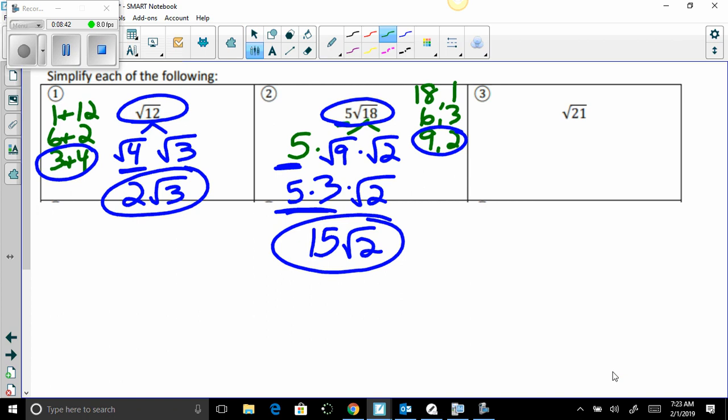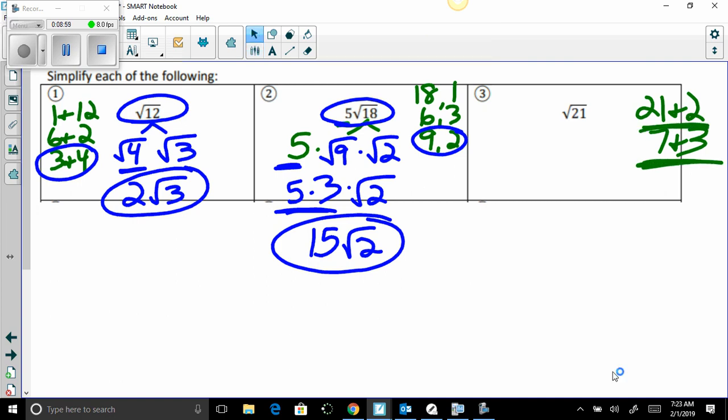The square root of 21. Well, what are the multiples? 21 times 1, 7 times 3. Is there anything else that gives me 21? There isn't. Are any of these numbers a perfect square? They are not. So can I simplify this anymore? No, it cannot be simplified.